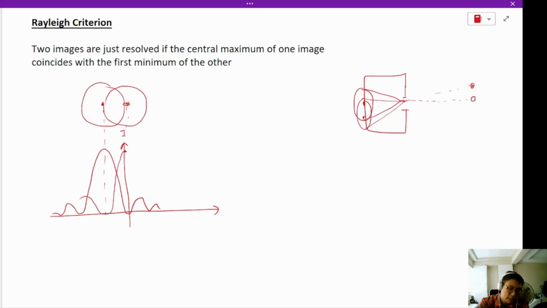As you can see, the maximum of the image coincides with the minimum of the other image. This is the Rayleigh criterion. The same over here, the maximum of the first image coincides with the minimum of the second image.